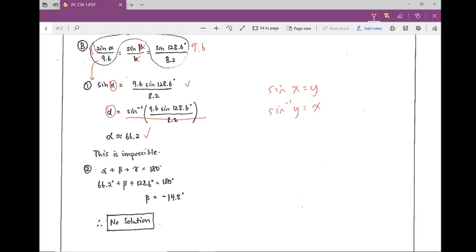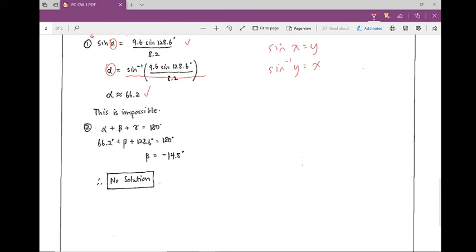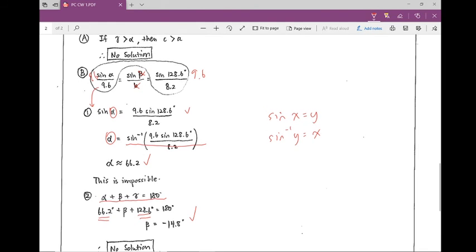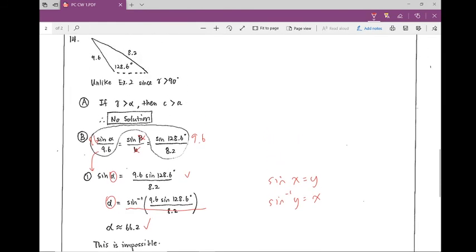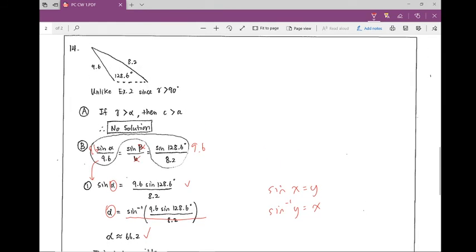At this point, you should already know that this is impossible, since in the second step, when we plug our known angles into this equation, we already see that the two angles that we have are already greater than 180 degrees, which is not possible, since that only leaves us with an option of having beta, which is negative. You cannot have a negative angle inside a triangle. So this is not possible. There's no solution to this.